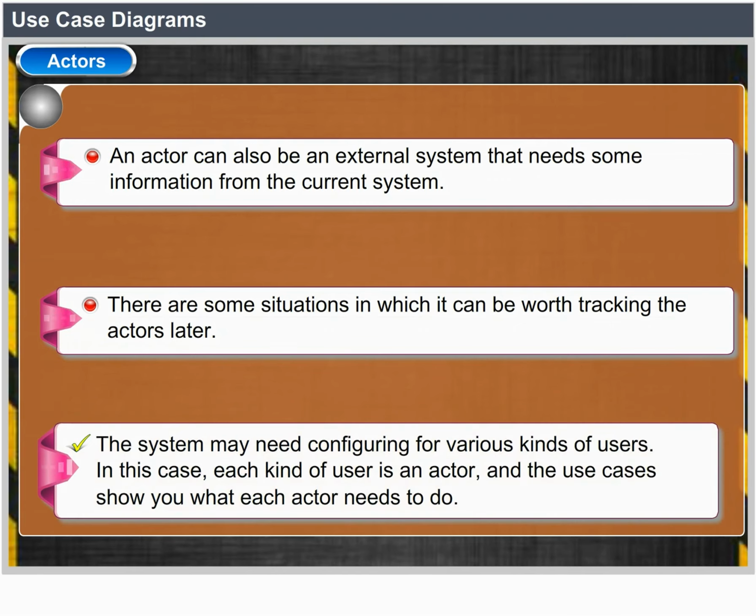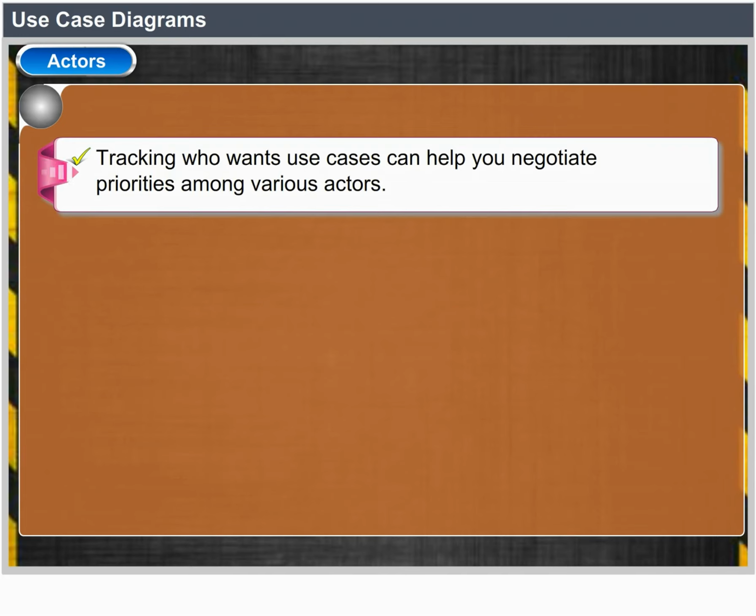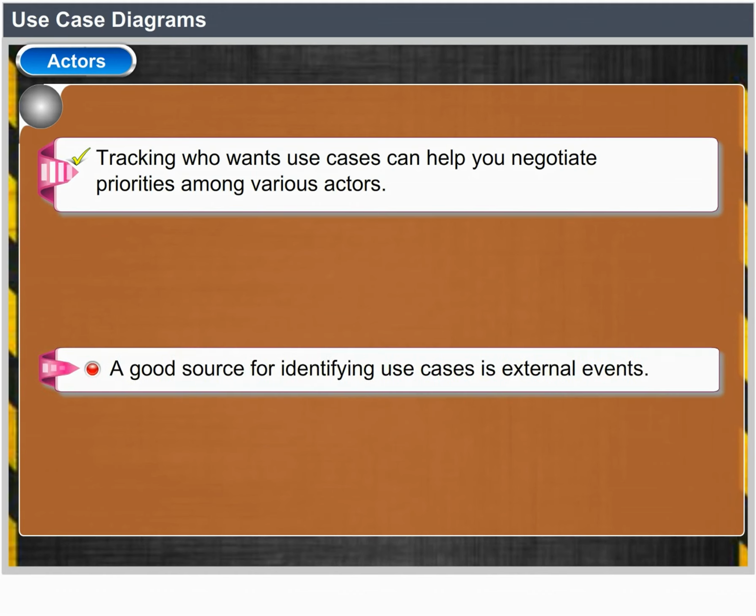The system may need configuring for various kinds of users. In this case, each kind of user is an actor and the use cases show you what each actor needs to do. Tracking who wants use cases can help you negotiate priorities among various actors. A good source for identifying use cases is external events.